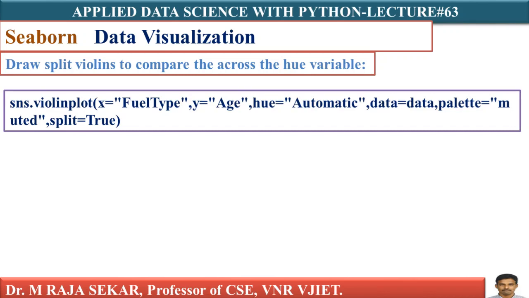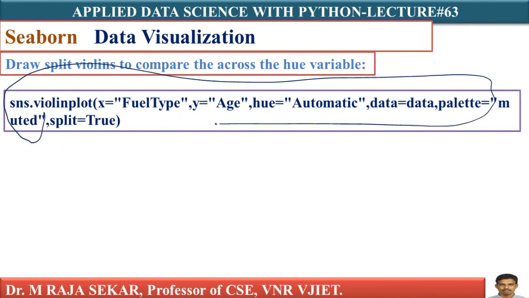Now, there is something called split. What is this split? We will try to understand it. sns.violinplot, x equal to fuel type, y equal to age, just like the previous slide, hue equal to automatic, data equal to data. Up to this stage everything is the same. We are just adding the split parameter.